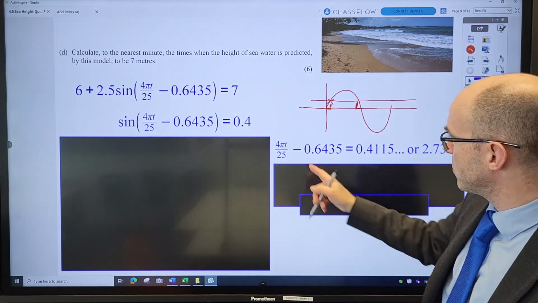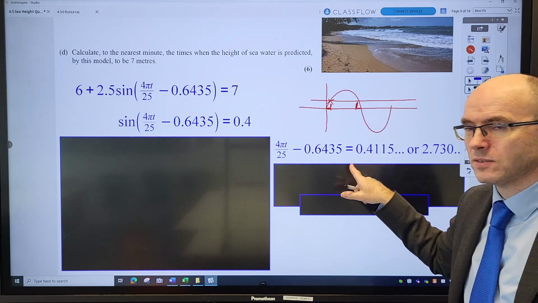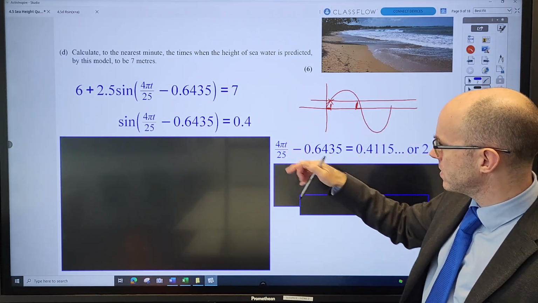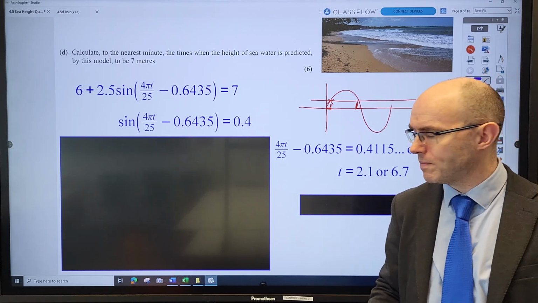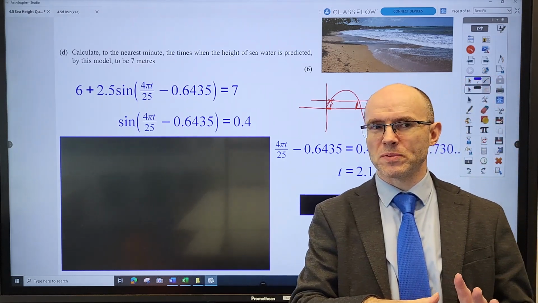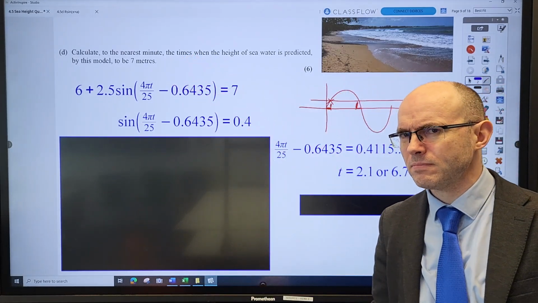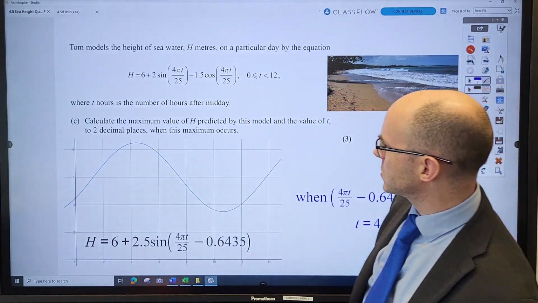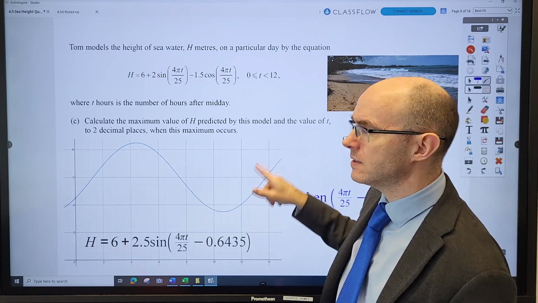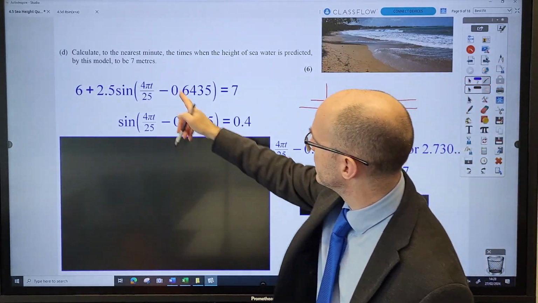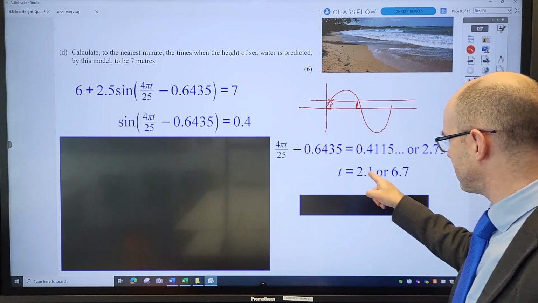Not quite, because we've got to work out what t is now. So when you add 0.6435 to that and to that, multiply by 25, divide by 4 pi, you'll get your 2 values of t, 2.1 and 6.7. Some students stop there, but you shouldn't, because it says find the times. Have a look at that. This question said calculate the value of t, and this question says find the times. 2 different things. So the value of t is that to 1 decimal place.